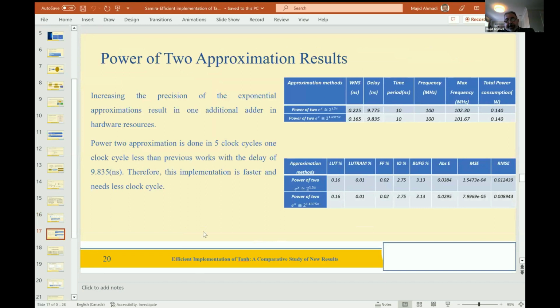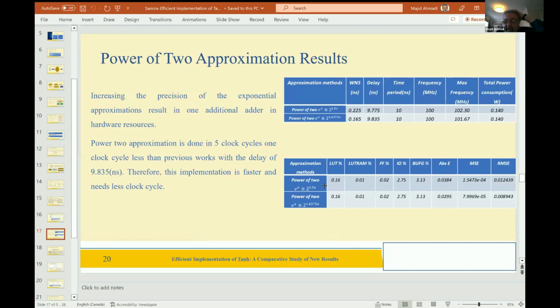Again, here it shows the delay that this approximation incurs. Definitely, if I have 2 to the power 1.2x, you're going to have less delay than going to 1.4375x, which has more terms. You're going to have extra delay as a result of the additions and subtractions you perform. And the power consumption is more or less the same. And the maximum frequency that we have used goes from 102 megahertz to 1.1 megahertz.